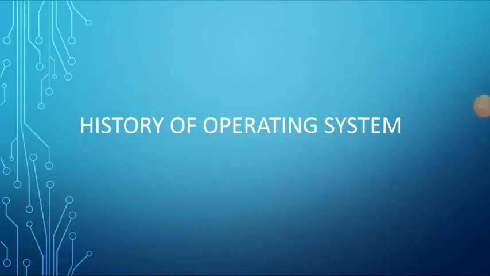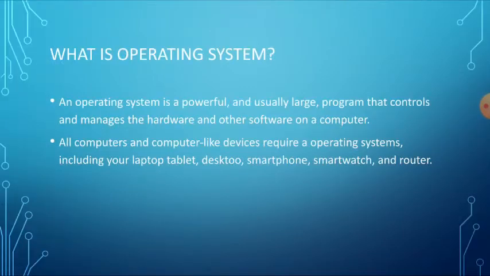Let's talk about the history of operating systems. So, what is an operating system? An operating system is a powerful and usually large program that controls and manages the hardware and other software on a computer. All computers and computer-like devices require an operating system, including your laptop, tablet, desktop, smartphone, smartwatch, and your router.